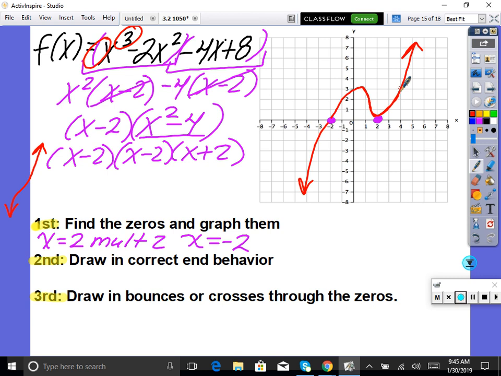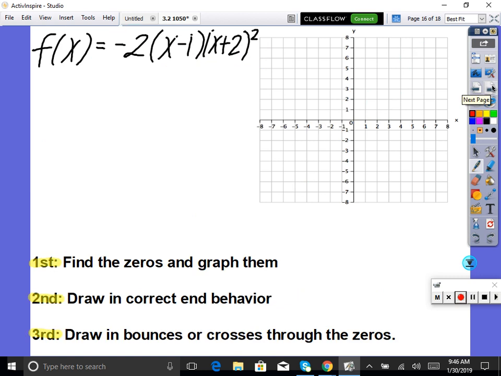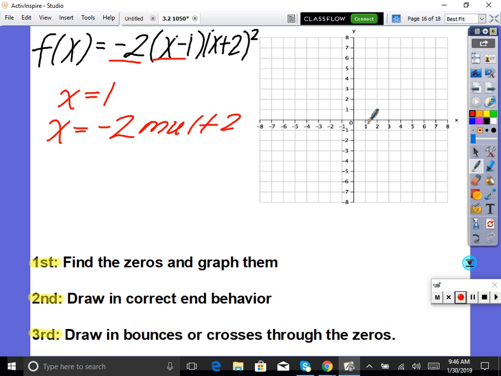Pretty easy. What if it's already factored? I want to just talk about it real quick. So if it's already factored for us, our life is very easy. This negative 2 will not affect your zeros. We have a 0 of x equals 1. And x equals negative 2, multiplicity of 2. So we're only crossing at 1 and negative 2.